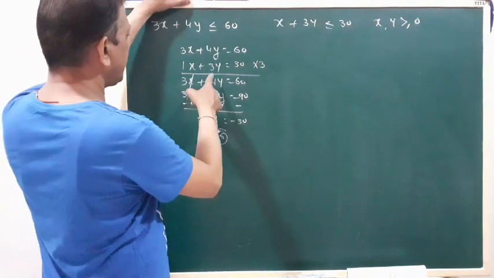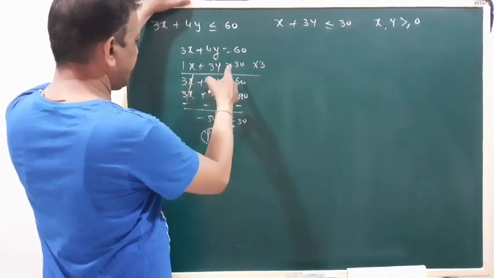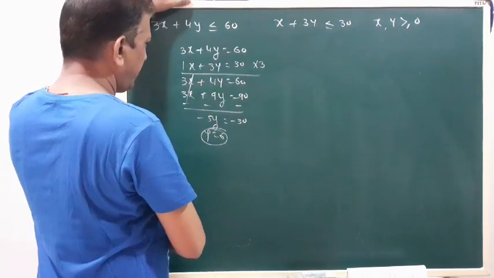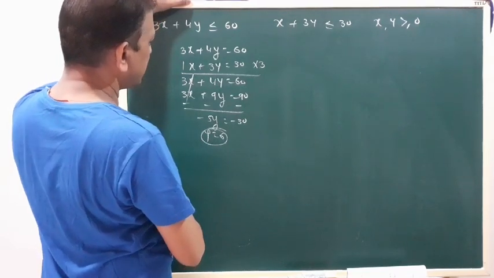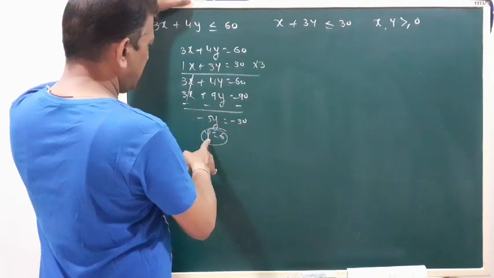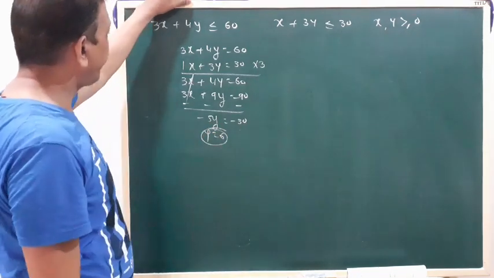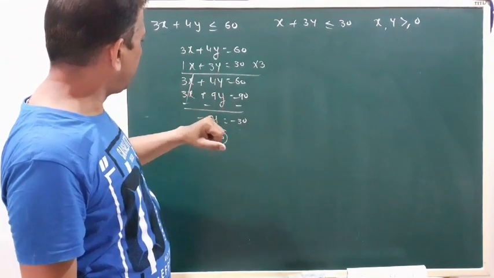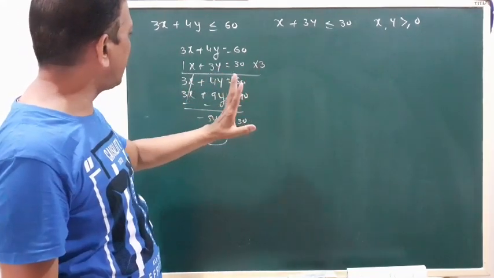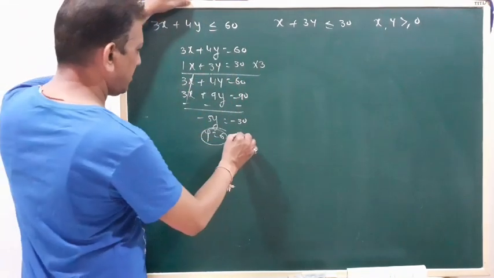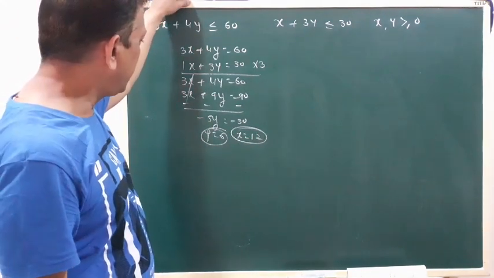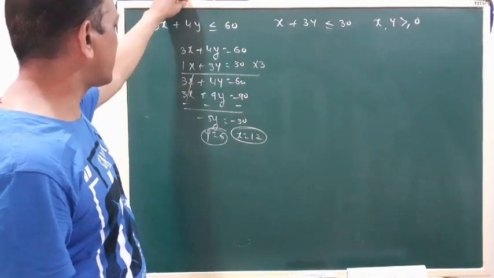Now put y equal to 6 in any one equation. Suppose here, 3 sixes are 18. 30 minus 18 is 12. So x equal to 12. Clear? x equal to 12. (12, 6) is the common point.